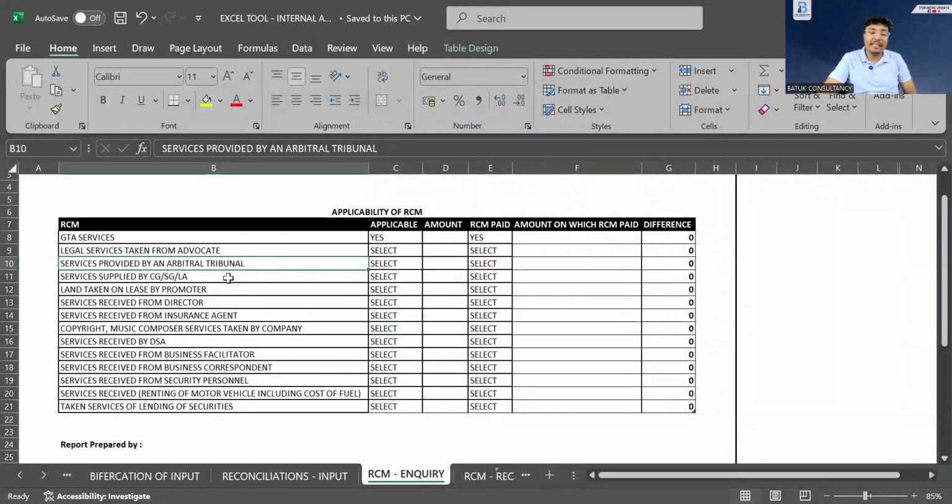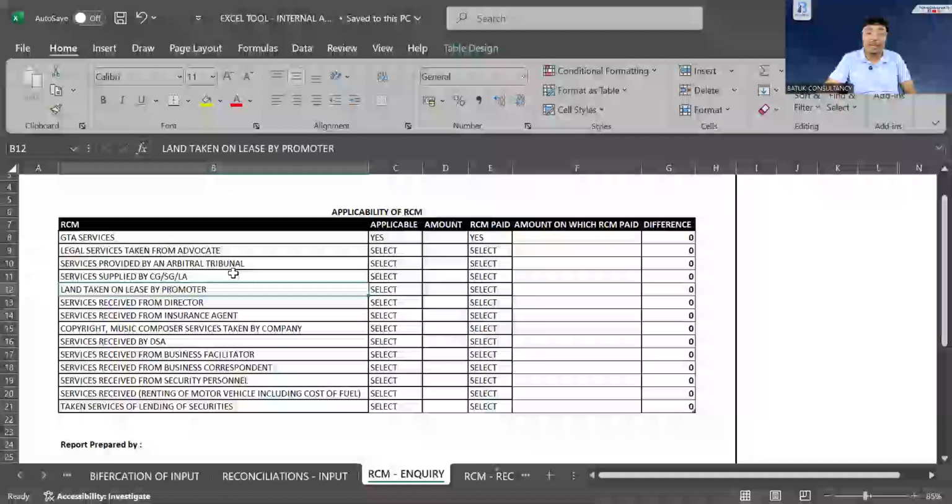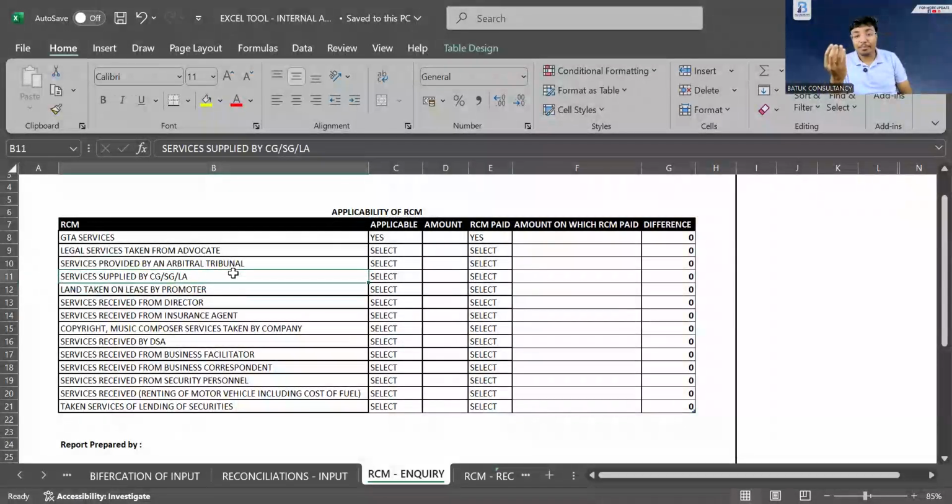Services supplied by central government, state government, local authority. Suppose you find any expenditure in which the amount has been paid to central government, state government, or local authority, then yes, RCM is applicable.